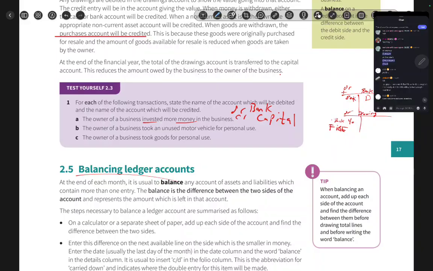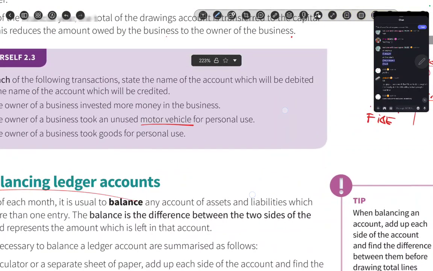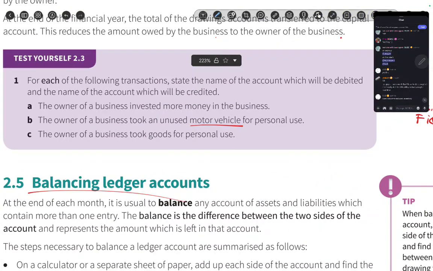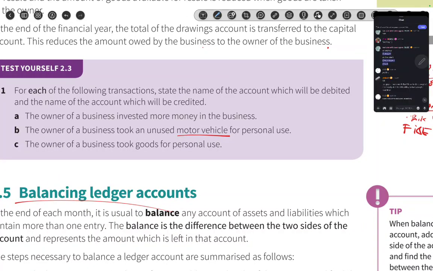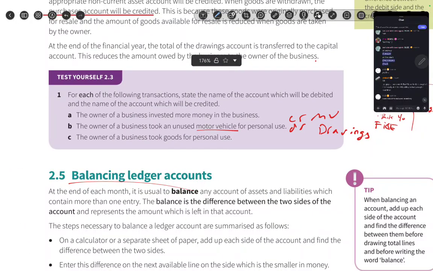The owner of a business took an unused motor vehicle for personal use. Now they're trying to trick you here. They're saying unused, but it's still a motor vehicle, part of the business, right? So your total motor vehicles are reducing, and your drawings are increasing. Credit the giver, debit the receiver. Your motor vehicles is the one giving the value to the drawings account. Drawings is receiving, so your total drawings are increasing. The owner took goods for personal use, so again credit purchases because your purchases are giving value, and debit the receiver, drawings is receiving the money.